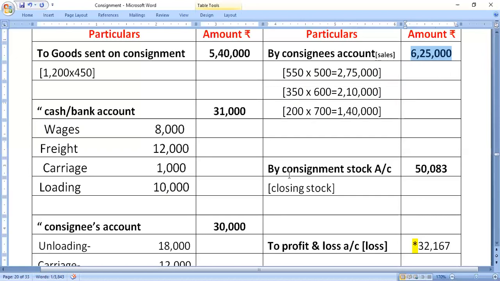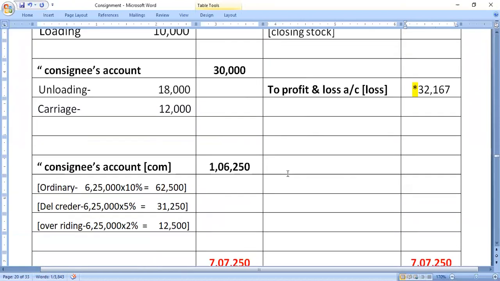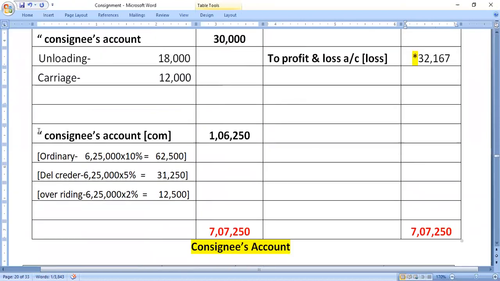After that, my dears, we are going to calculate commission, because here also three categories of commission are given in the problem, my dears. One is ordinary commission 10%, del credere commission 5%, and overriding commission 2%, my dears. Listen here. Ordinary commission: total sales 6,25,000 into 10 by 100, 62,500 rupees, my dears.